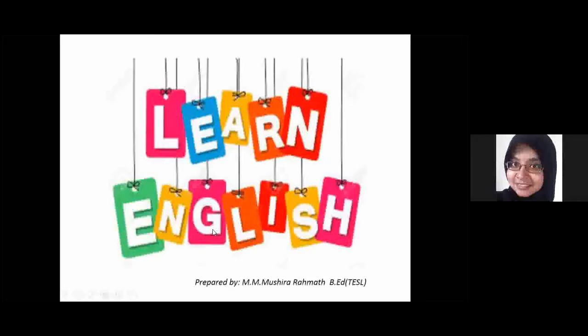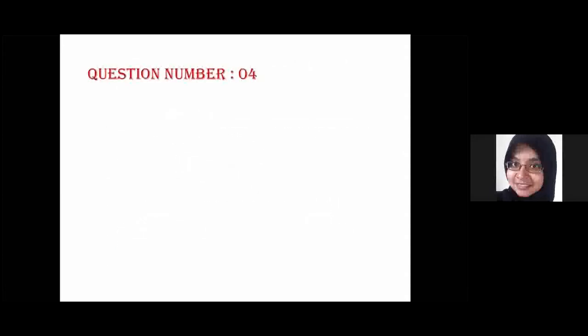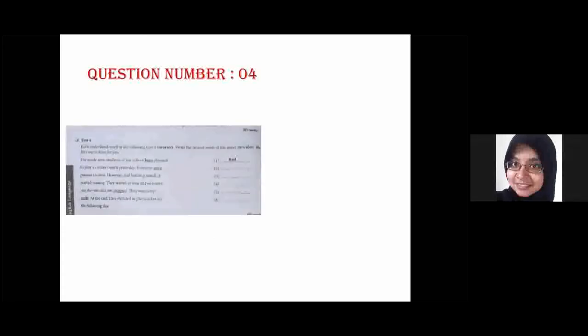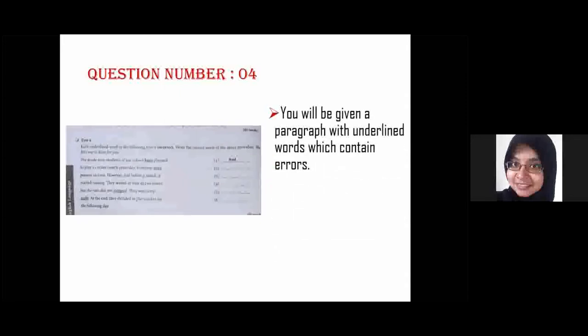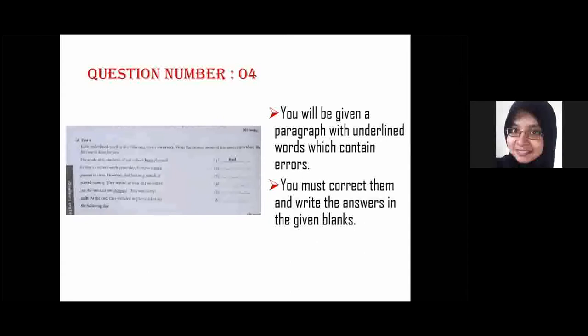So in this session, we are going to discuss question number 4, error correction. On the screen, you can see a past paper question, error correction, from 2019. Let me explain this question. You will be given a paragraph with underlined words which contain errors. You must correct them and write the answers in the given blanks. If you do so, you can score 5 marks from this question.